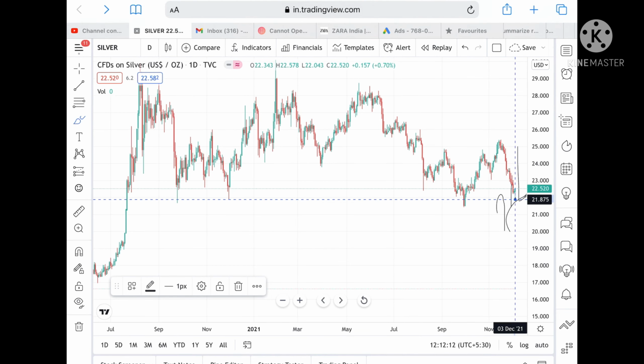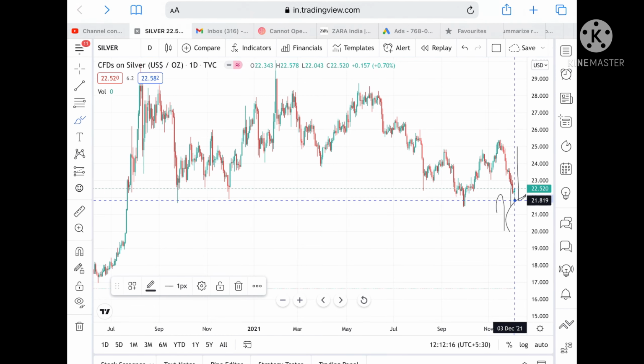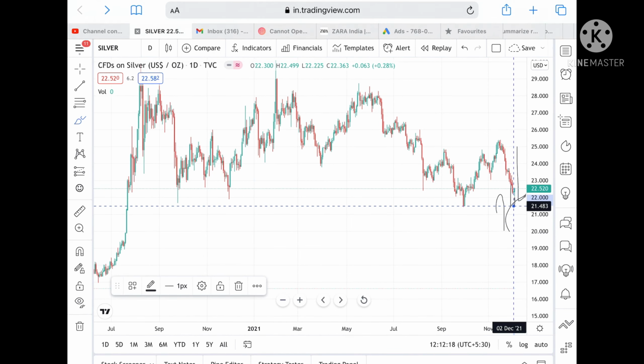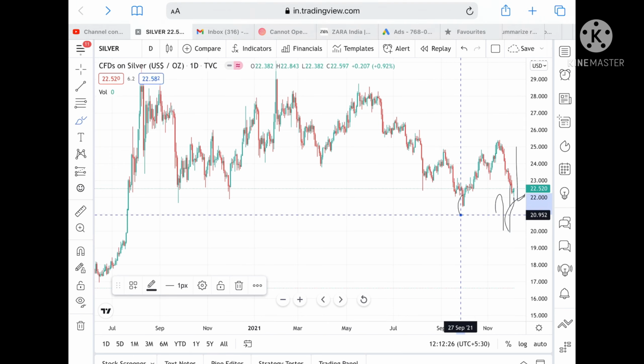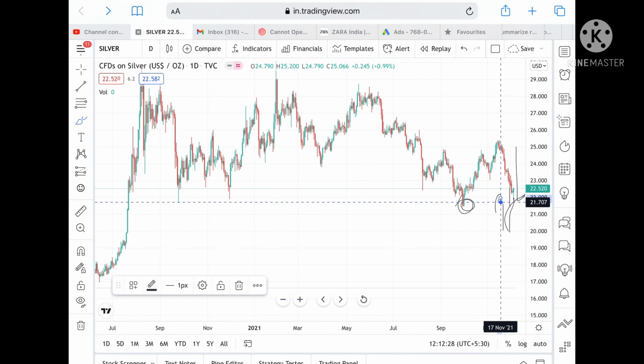And if the price doesn't sustain this level, then we can see it can go and touch a level of 22.875, and if the price doesn't sustain this level also, then we can see a level of 21.483, and if the price comes close to this level, then it can go to a level of 19.945, because if the price doesn't sustain this particular level.